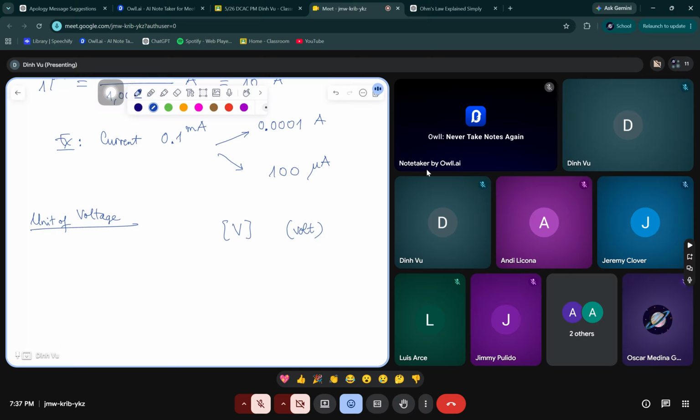However, beside volts, we have millivolts. Millivolts. Lowercase letter m, volt. This is milli. Lowercase m.